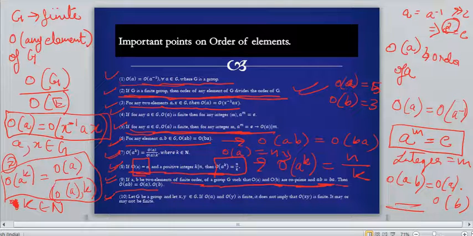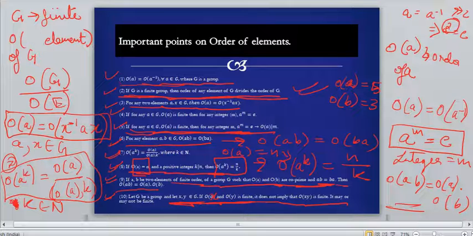Moving on to the 10th point, students. Our 10th point is saying that let G be a group and let x, y belong to G. There is a group G and x comma y is belonging to G. If order of x and order of y is finite, it does not imply that order of xy is also finite. Okay, there is a printing mistake here, it will be order of x.